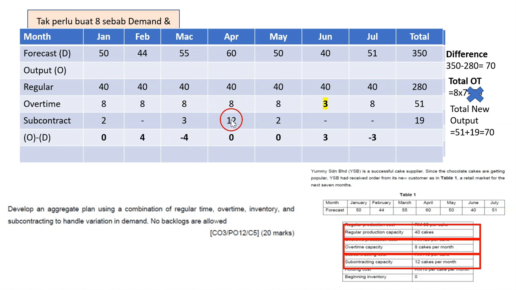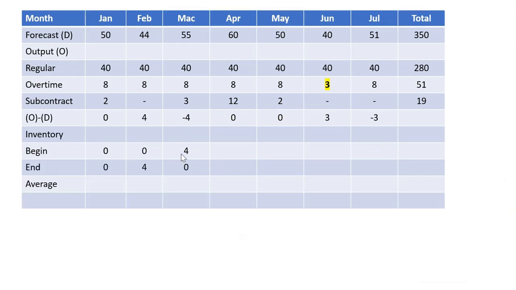This one total up is 60 minus 60 is 0. This one total up is 50 minus 50 is 0. This one is 43 minus 40 equal to 3. And for this one is 48 minus 51, negative 3. Okay, once we have this one complete, then we can start to do the inventory.